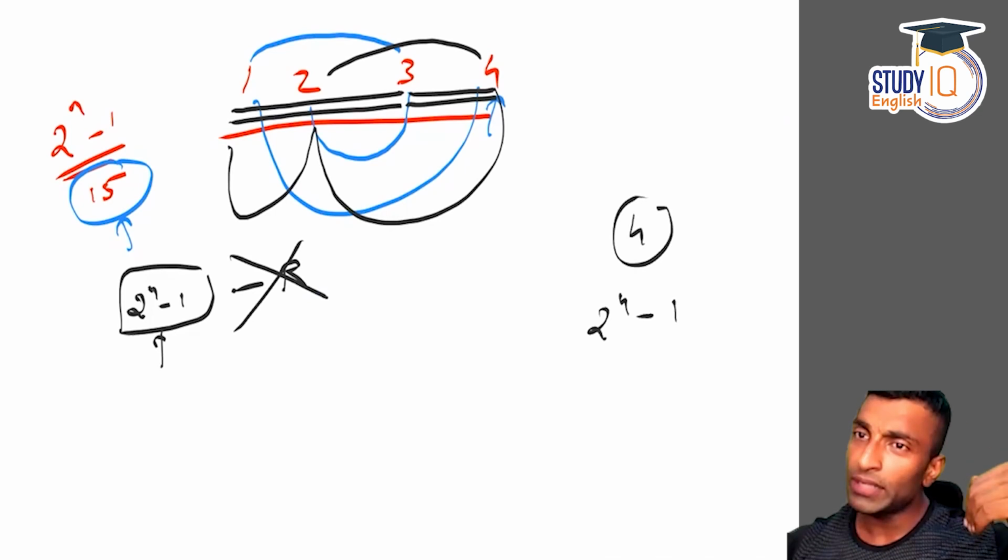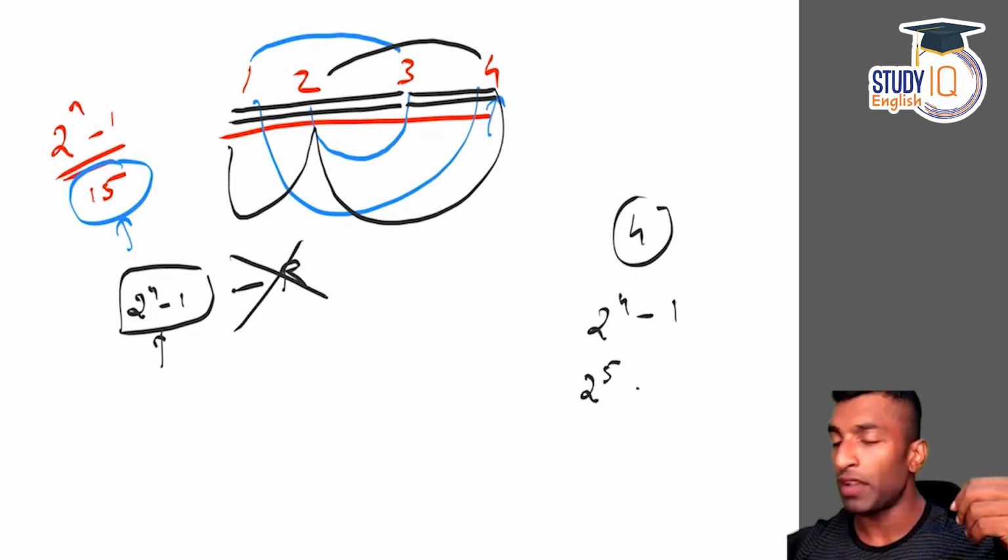If I have 5 coins, how many different sums can I make? 2 raised to 5 minus 1. If I have 7 coins, how many different sums can I make? 2 raised to 7 minus 1.